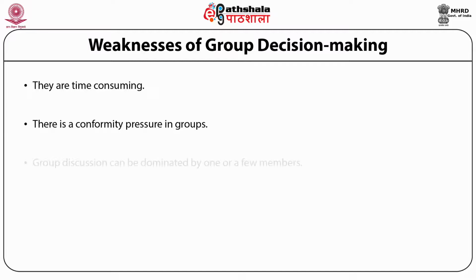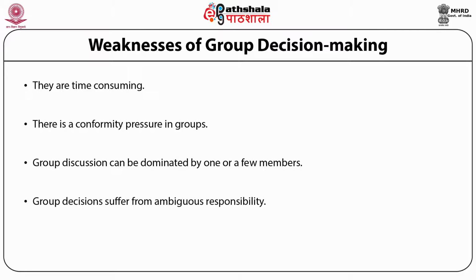Then, group discussion can be dominated by one or a few members, which again would be a weakness and would not actually lead to group decision making. Finally, group decisions might suffer from ambiguous responsibility, whereby the group members are not willing to take up the responsibility for the group decision which has been taken.